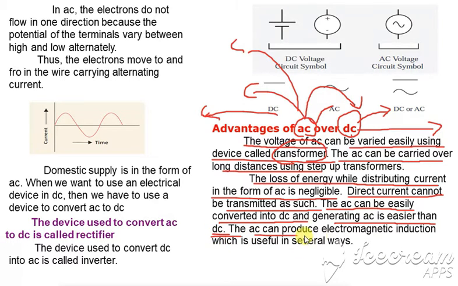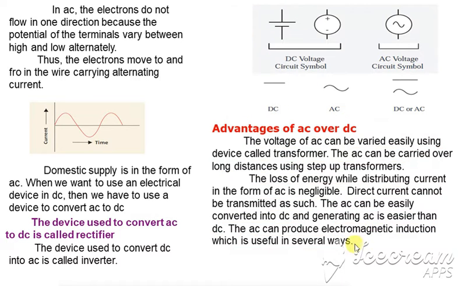Then AC can produce electromagnetic induction which is useful in several ways, and this AC can also produce electromagnetic variation which is useful in several ways. So these are the advantages of AC.